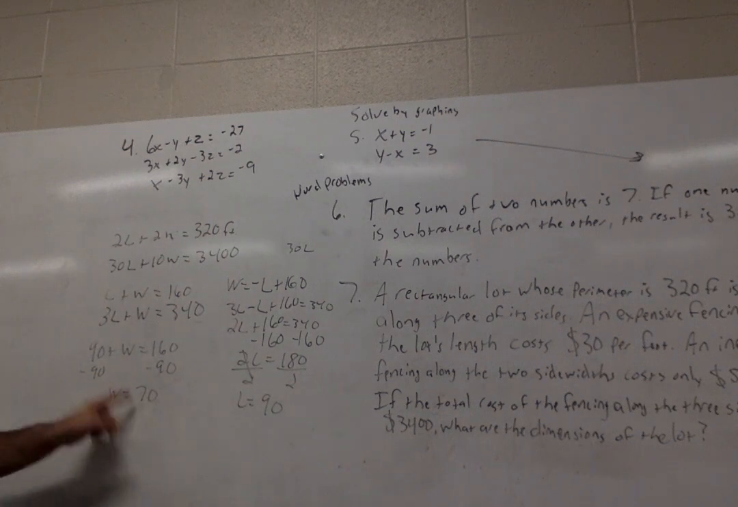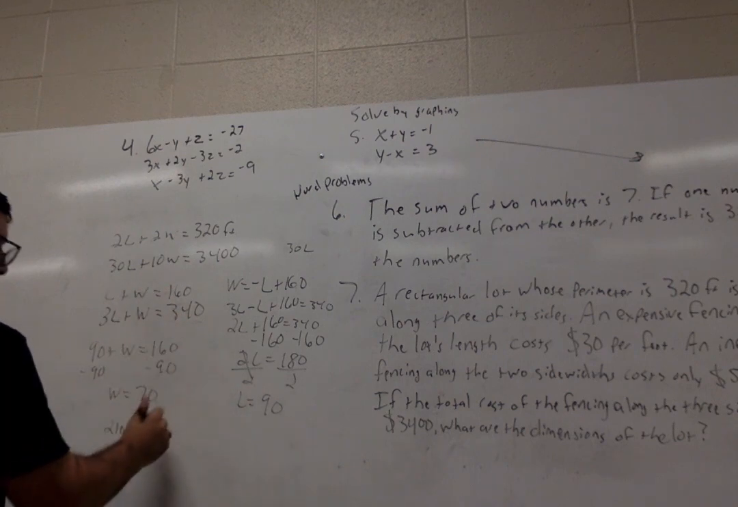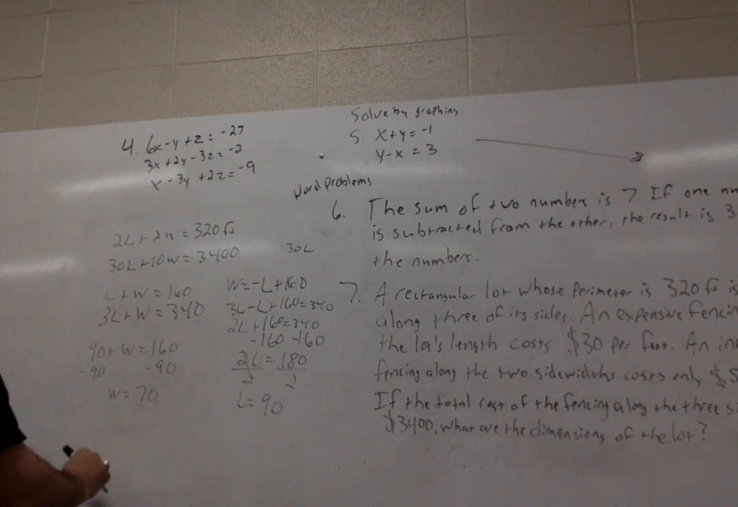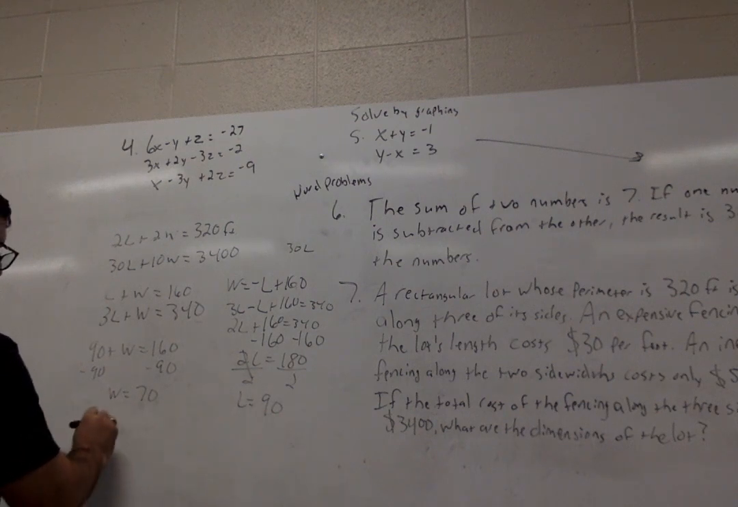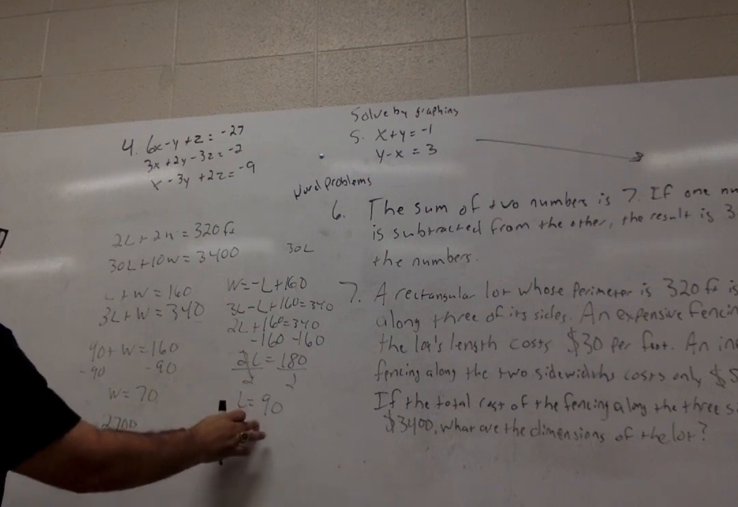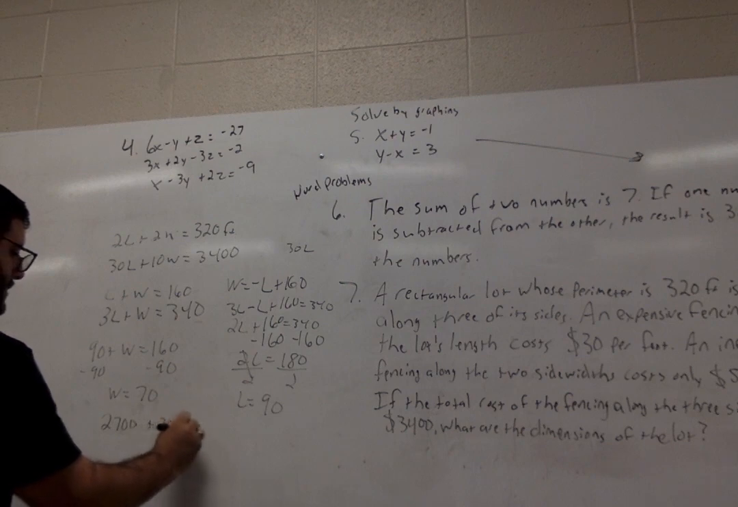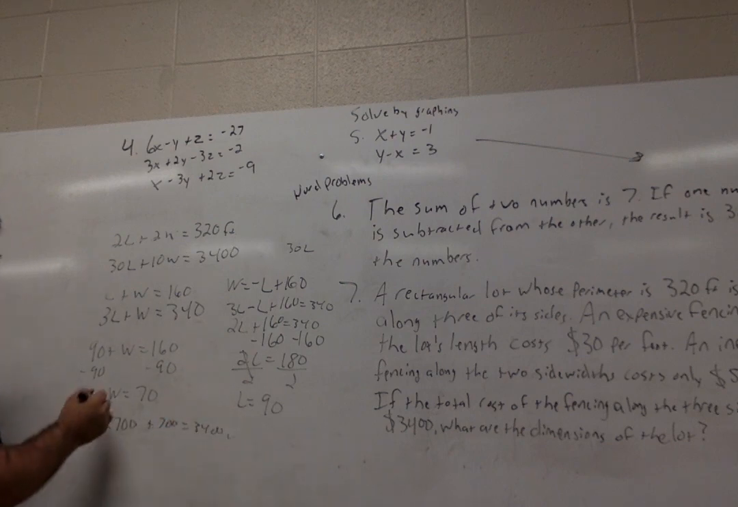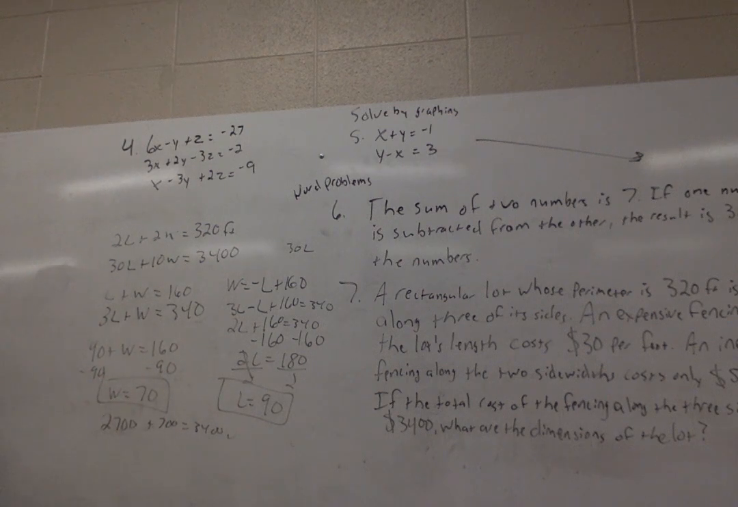Okay, so 30 times this is 2100. 90 times this is, oh wait, no, wrong one. I'm doing the wrong one. 90 times 30, that's 2700. And then 10 times the width is 700. That's 3400. So it does check out. So the length of my longer side is 90. The length of my shorter side is 70.